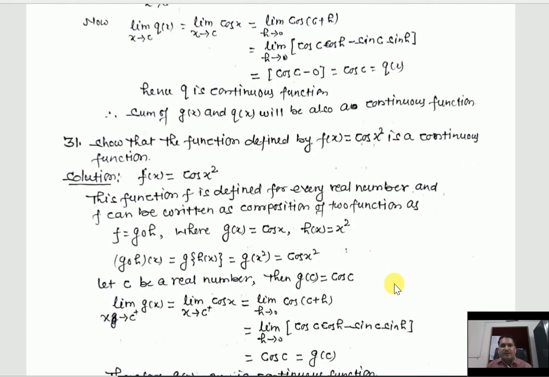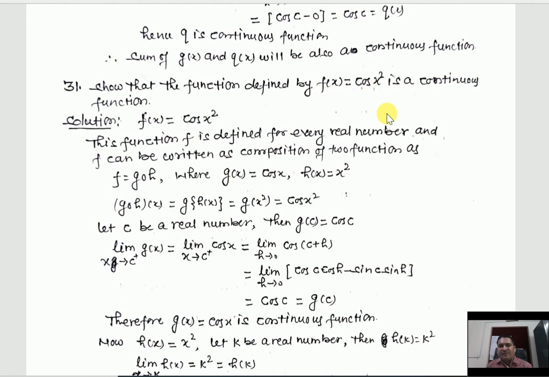Show that the function defined by f(x) is equal to cos x square is a continuous function. We are going to apply GOF, composition of functions. There are two functions over here, cos x and x square. So let g(x) is equal to cos x and h(x) is equal to x square. So f(x) is equal to g(h(x)). h(x) means x square, so cos x square.